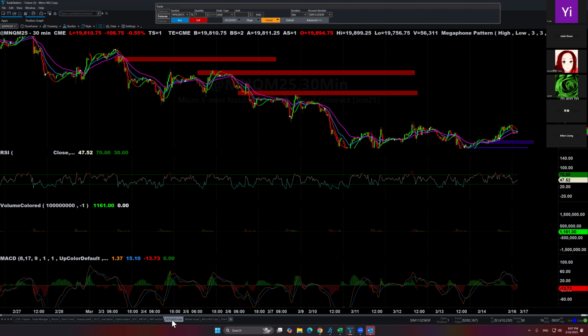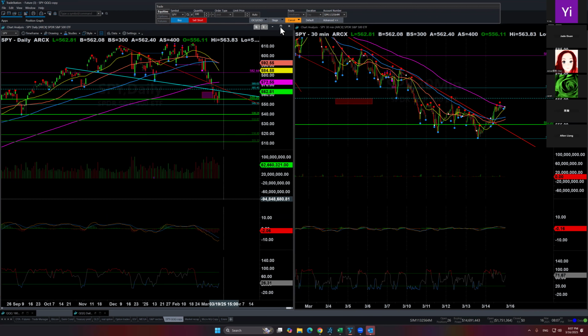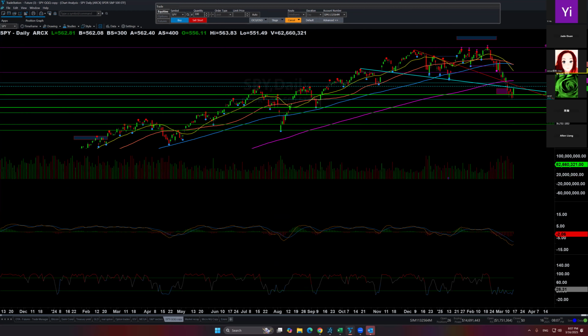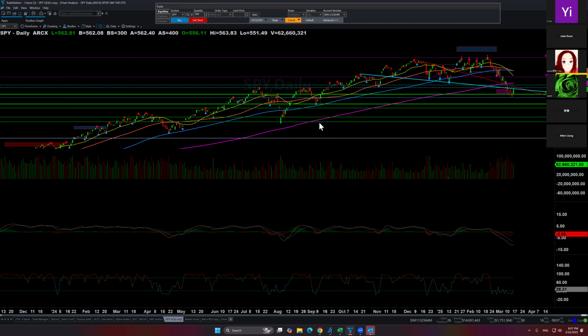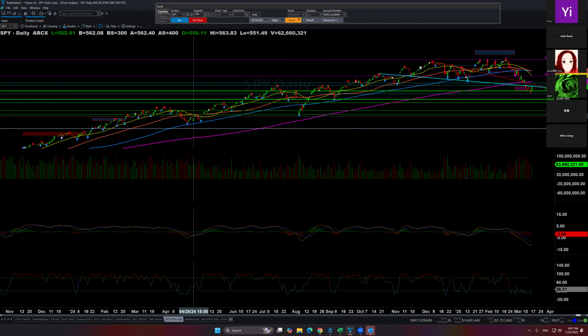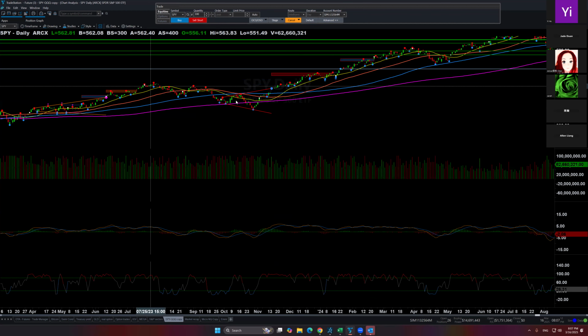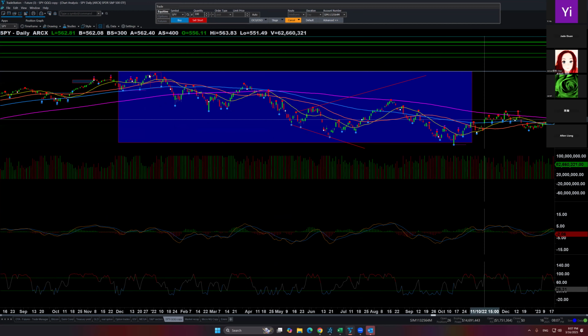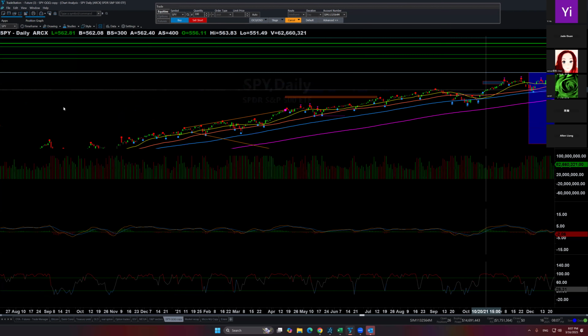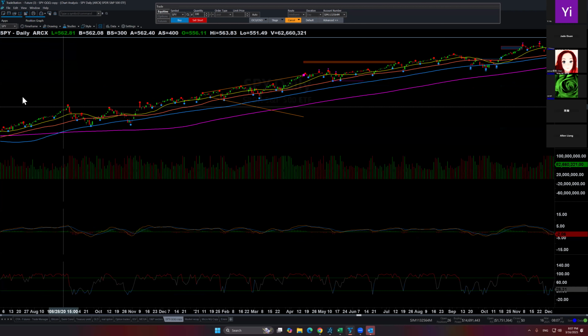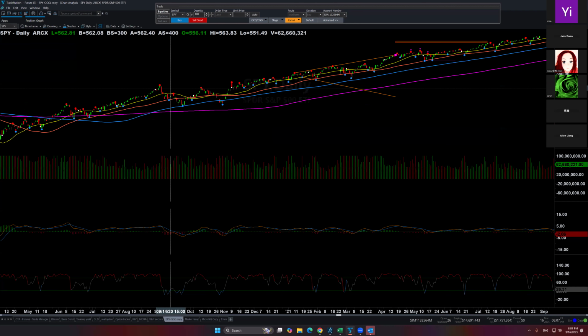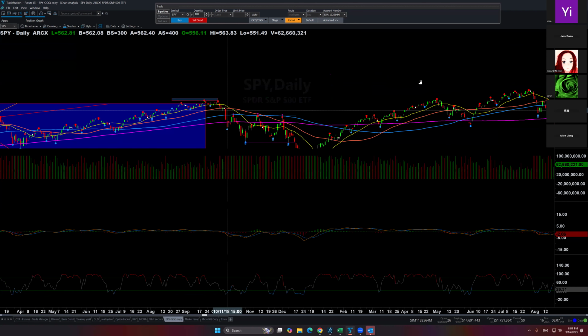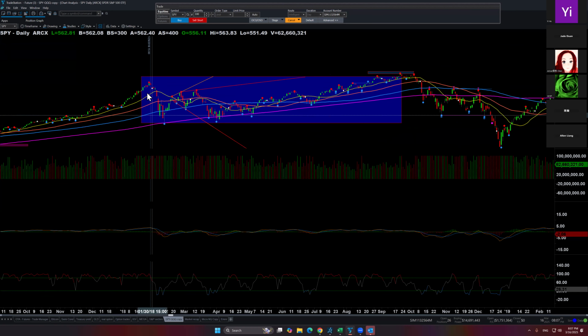And so I spent some time on SPY, really digging in. So my design, let me see whether I have this on this chart. My design is either we follow 2022 or we follow 2018. So 2018, here's 2018.